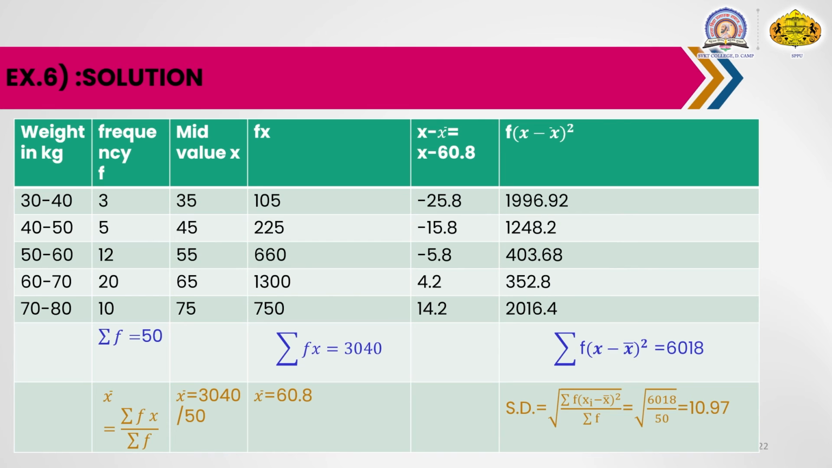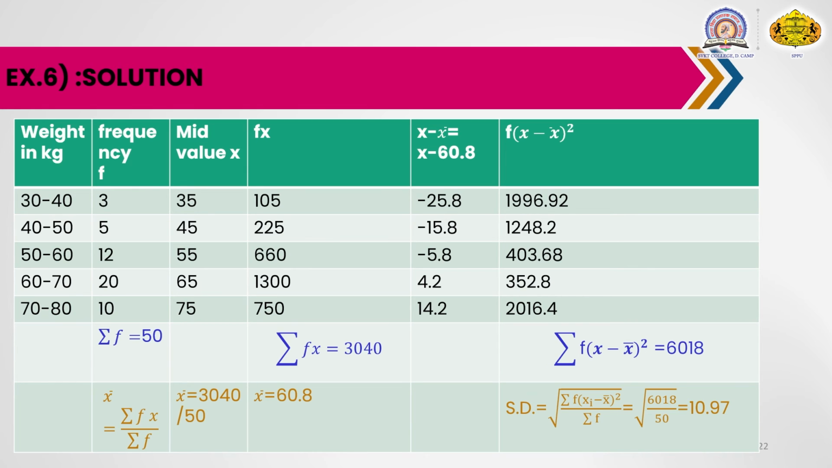So 25.8, its square into 3, the multiplication is 1996.92. Similarly, do all these calculations. Again I will explain how to obtain the next column. The next number is minus 15.8. First take its square and then multiply by its frequency, that is 5. So the output is 1248.2. Similarly do the next one.